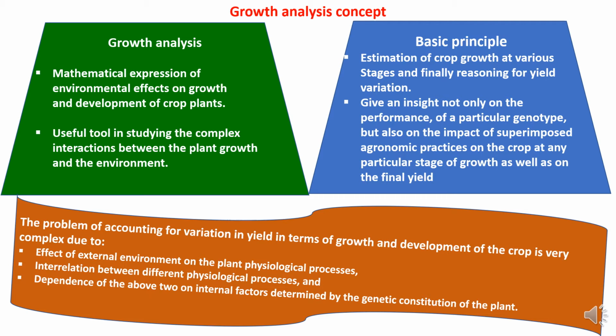The problem of accounting for variation in yield in terms of growth and development of the crop is very complex because of the effect of external environment on the plant physiological processes, the interrelation between different physiological processes, and the dependence of the above two on internal factors determined by the genetic constitution of the plants.